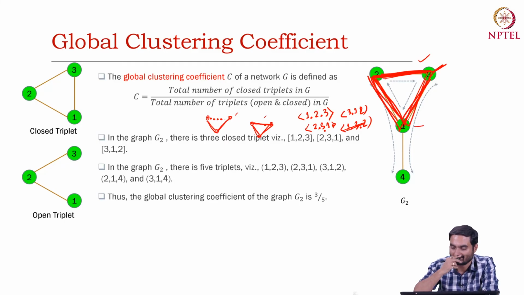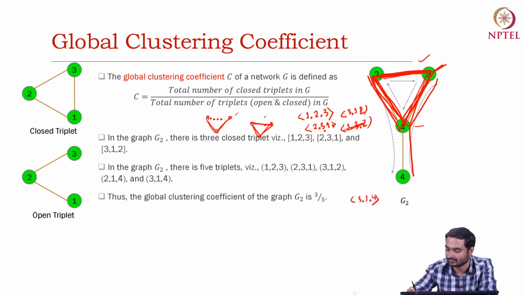3, 1, 2. So the center is 1. From a triangle, a closed triplet is basically a triangle. From a triangle, you can actually derive 3 triplets centered around 3 different nodes, right? So these are 3 triplets. Let's look at other triplets. So this is another triplet, 3, 1, 4, and this is another triplet, 2, 1, 4, right?